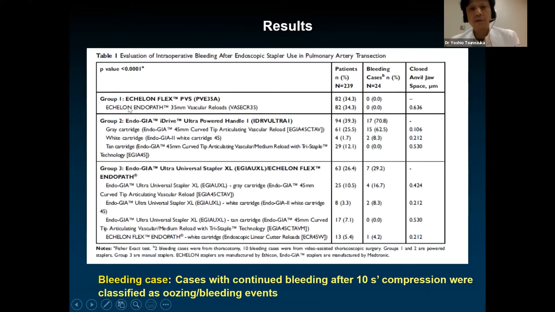This is the results of my article. This slide is evaluation of intraoperative bleeding after transection of pulmonary artery by endoscopic stapler. Patients were divided in three groups. Group one is cases with the Powered Echelon 7 PVS, and group two is with the Powered Endo GIA I-Drive electrical stapler. This stapler using white, gray, and tan cartridges. And group three is with manual stapler group using Endo GIA Universal and Echelon Flex Endopath using white, gray, and tan cartridges.